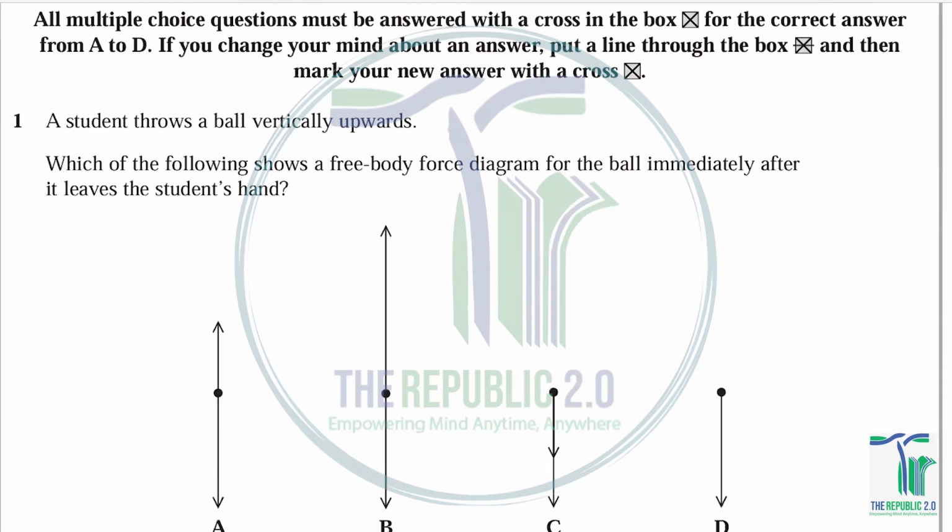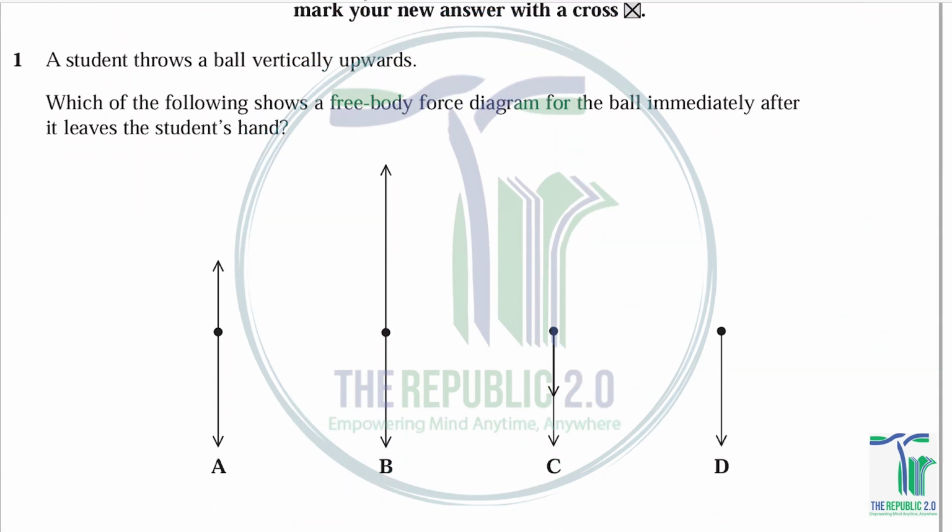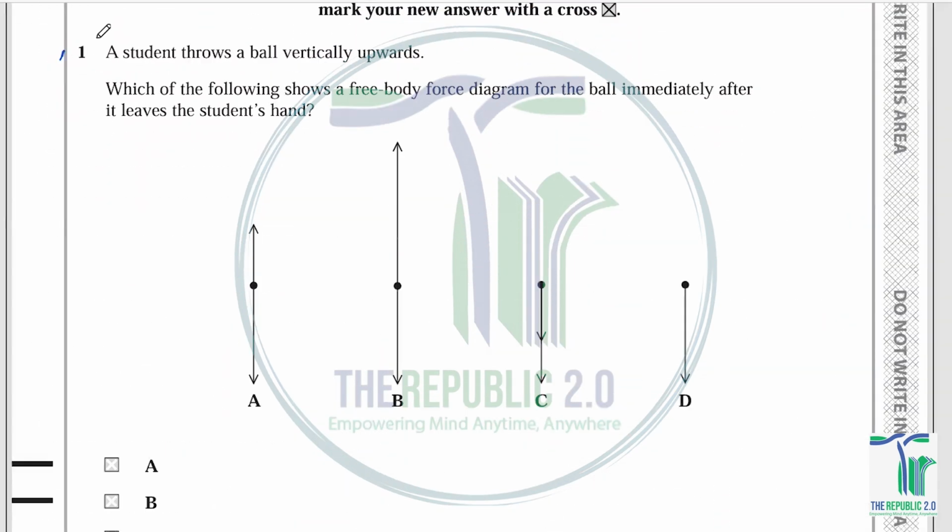So first of all, we've got question number one. Question number one says that a student throws a ball vertically upwards. Which of the following shows a free body force diagram for the ball immediately after it leaves the student's hand? Since the student is throwing a ball vertically upwards, the only force acting on the ball is the downward force, which is gravity, right?